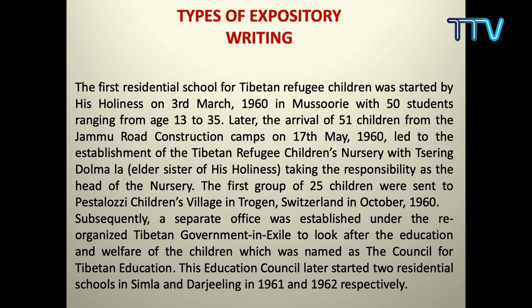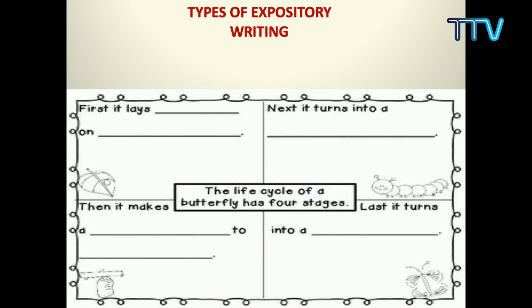But if you look at this, there are some words which show that it is written in chronological order. If you look at the years and the months, these are not mixed up. It should follow a sequence. So this is a type of expository writing. Now here is just a small assignment for you.